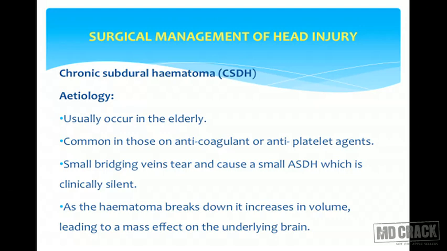Small bridging veins tear and cause a small acute subdural hematoma which is clinically silent. As the hematoma breaks down, it will increase in volume and cause mass effects on the underlying brain.